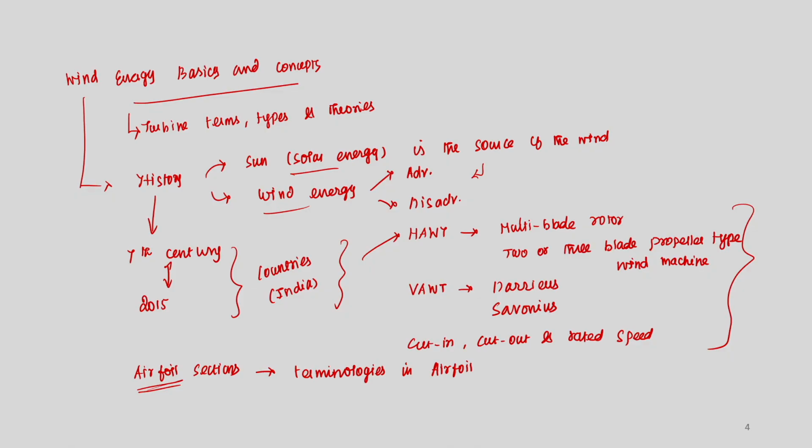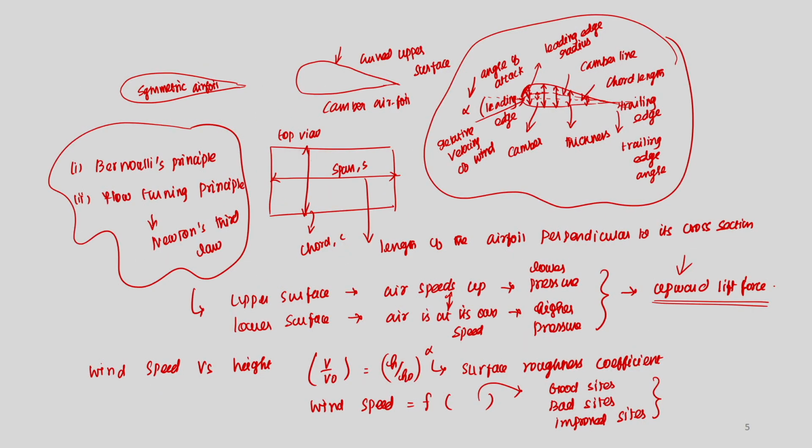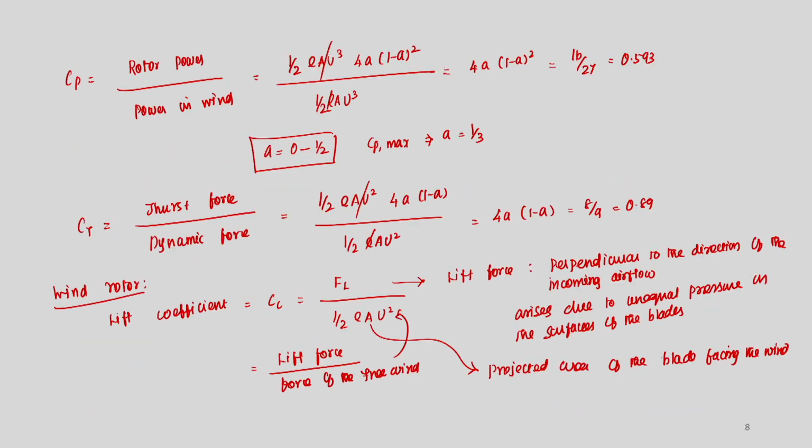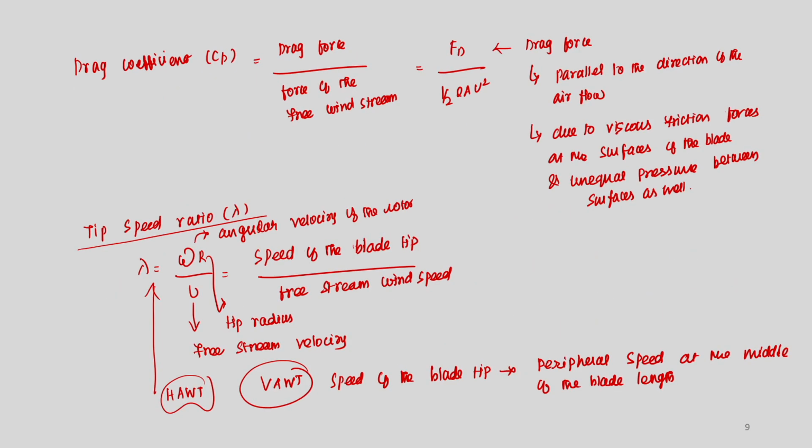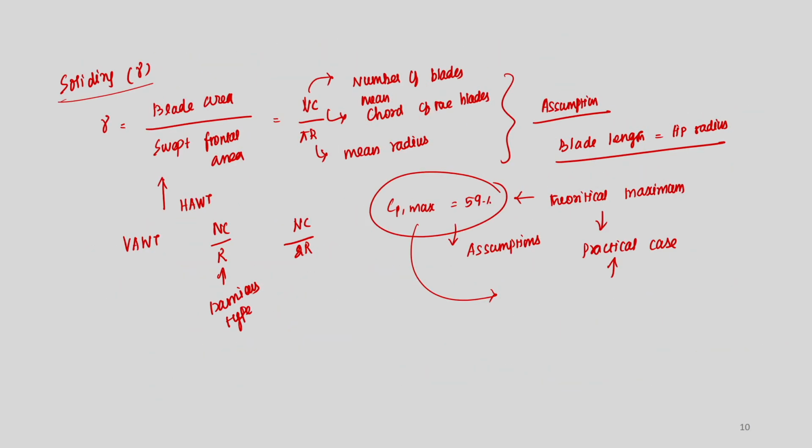This is probably the 8th week of this course, and then you would have almost 2 weeks for your final exam. If we see what we have done in the last lecture, we reviewed extensively what we had done in the last week, and then we introduced some additional information, which is solidity. Here we saw the formula for solidity, which is blade area upon swept frontal area.